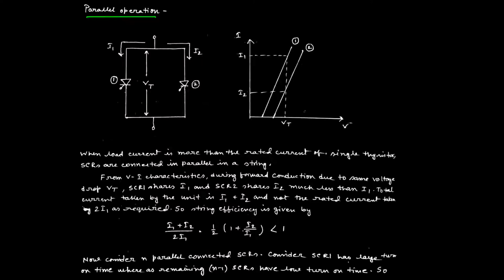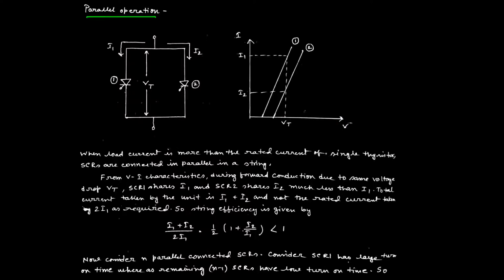and the terminal voltage across both thyristors is the same, which is defined by Vt, and the current I1 is shared by thyristor 1 and the current I2 is shared by thyristor 2. And this is the VI characteristics of both thyristors.